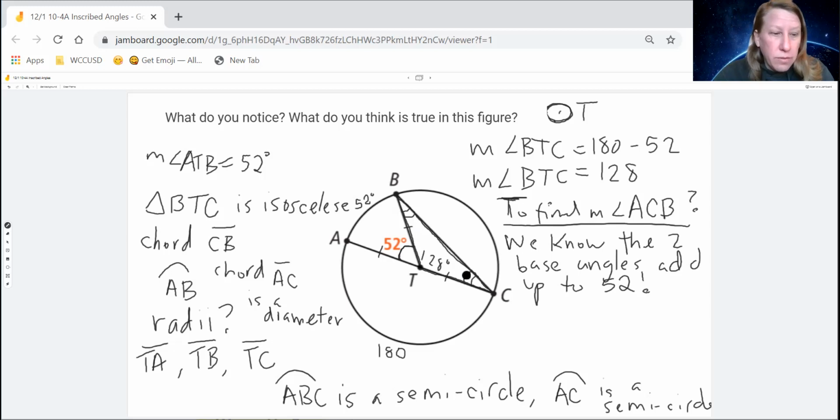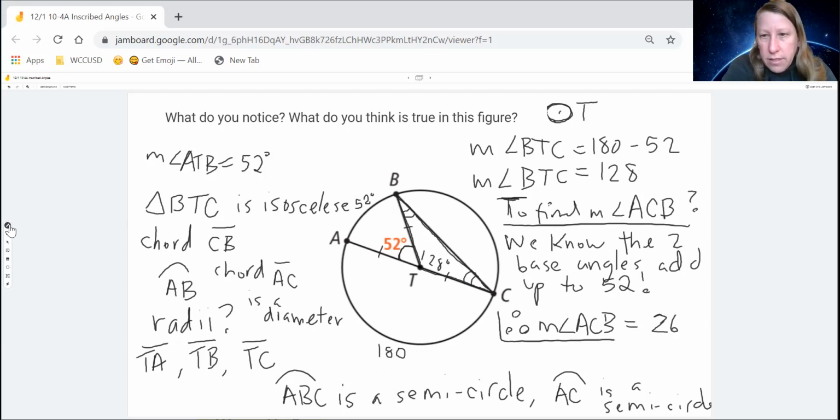Okay, so if both of them together are 52, how can we find just one? We would have to take half. There's two of them and they both add up to 52 and they're both the same. So if we want to find it, we would divide it by 2. So therefore, the measure of angle ACB is 26 degrees. 26.